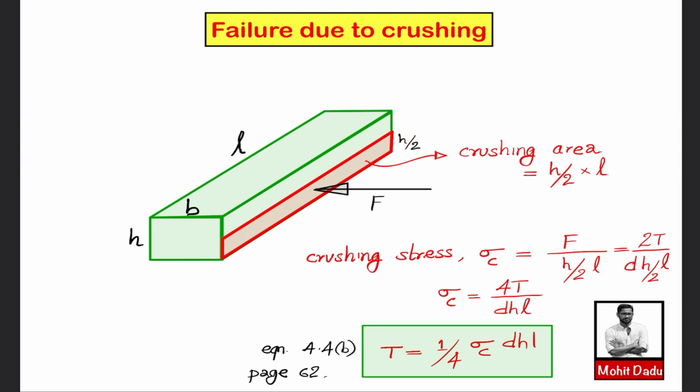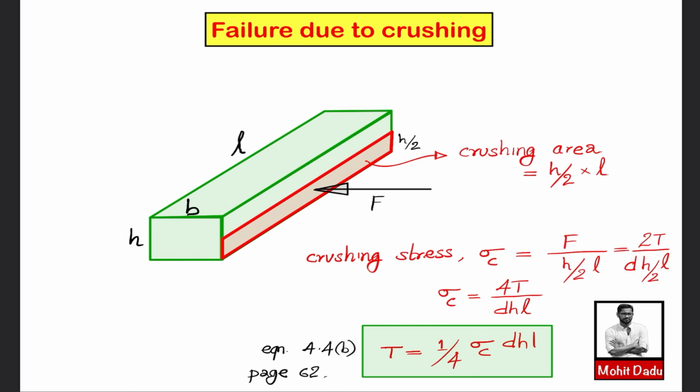So next one is failure due to crushing. We already saw what crushing or compressive stress is. So here you can see the area which is undergoing this crushing force. The crushing area is h by 2 into L. So you can calculate the crushing stress, which is actually a compressive normal stress. Sigma C, I will be calling it, and sigma C equals force F divided by crushing area h by 2 into L, and you can replace F in terms of torque and D. So then it becomes 2T by D into h by 2 into L.